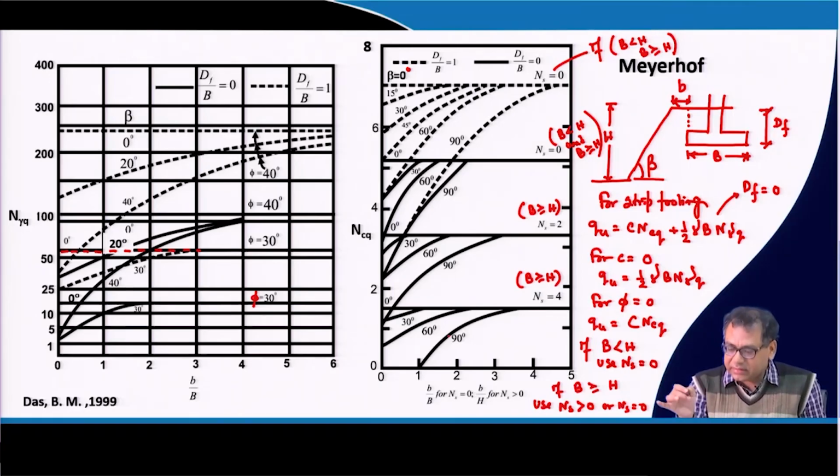And another effect, as I mentioned, the small b and the capital B also we incorporated in the chart, that is this horizontal axis, small b by B. So, that means first you have to calculate the small b by capital B ratio, then corresponding to your phi value, the beta value and df by b condition, you determine the factors. Similarly, N gamma q and N c q. And remember that these values are given only for strip footing.